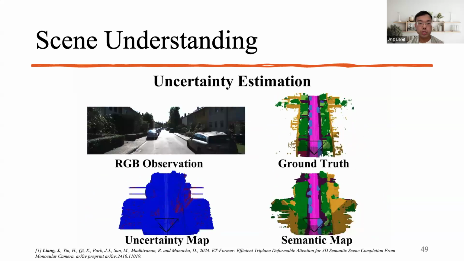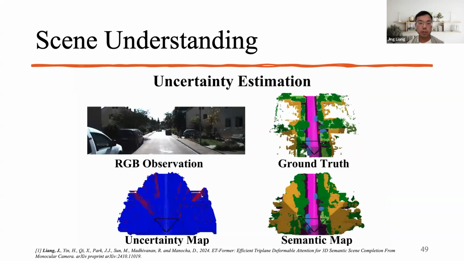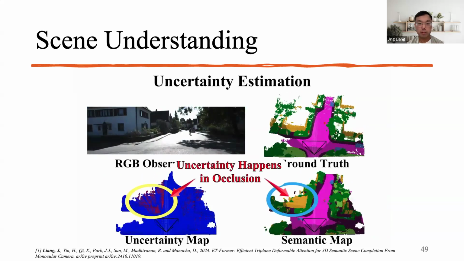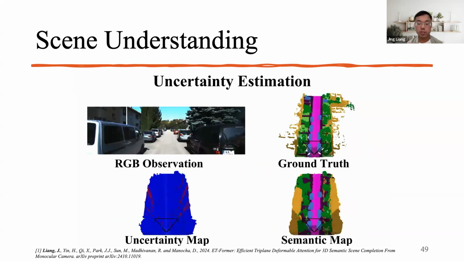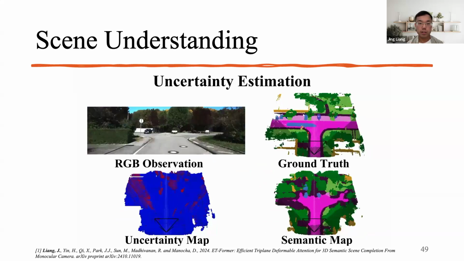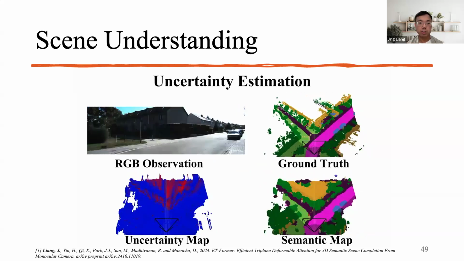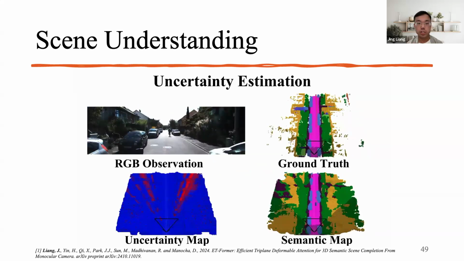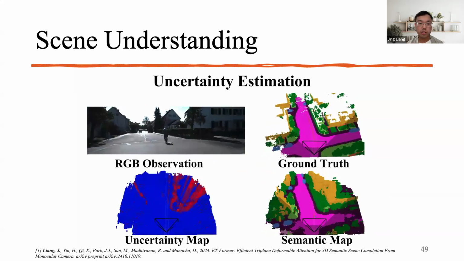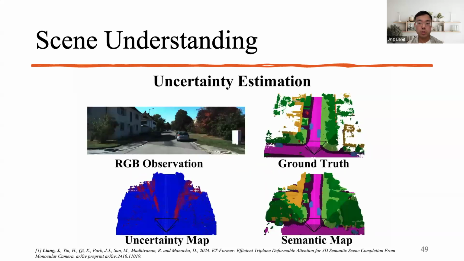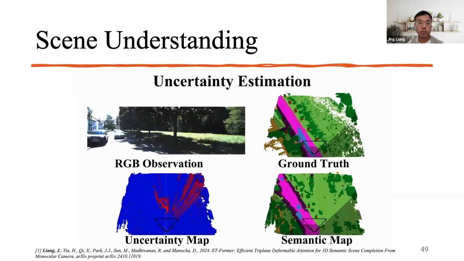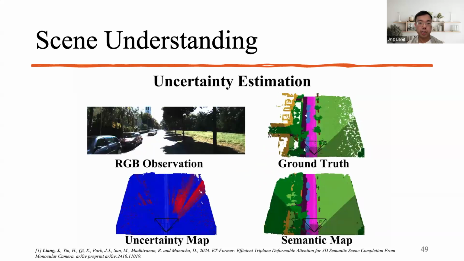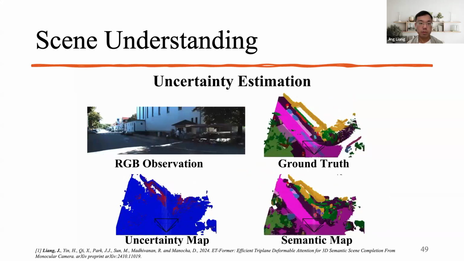And this clip shows the uncertainty map with the semantic map. So we can see that the red color represents very high uncertainty, and the blue color means very high certainty. The uncertainties mostly happen in the occlusion of the robot's vision and also the out-of-view areas of the camera's perception.